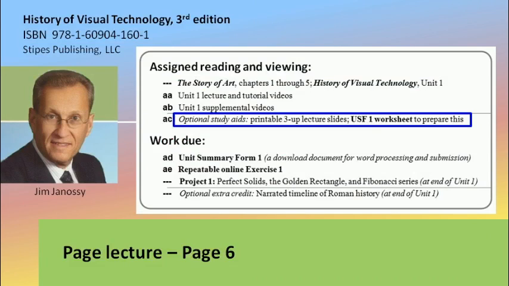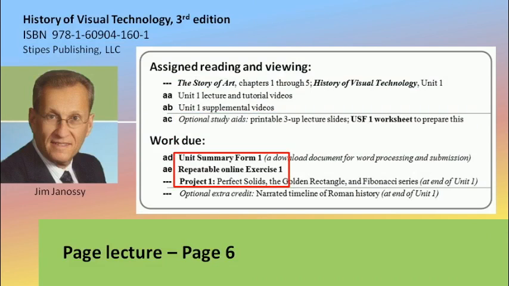And what it helps you do is the unit summary form, which is one of the 3 items of work that you complete for each unit. Unit Summary Form 1 is a downloadable document in several different formats. You can pick out your favorite word processor, and you distill your notes to get it into machine-readable form on that download document, and then you submit that document to me at the dedicated course email address, and I grade that, and I give you feedback on it. So that's due at the end of the unit.